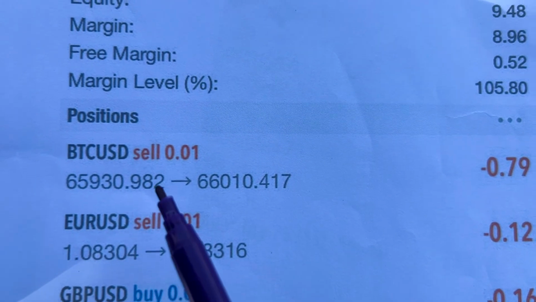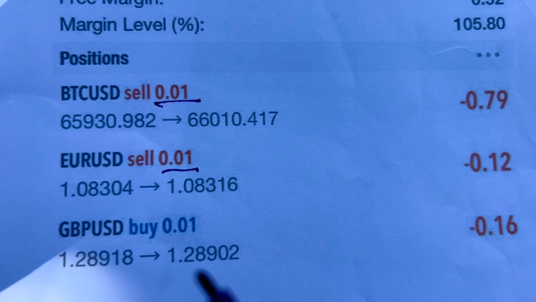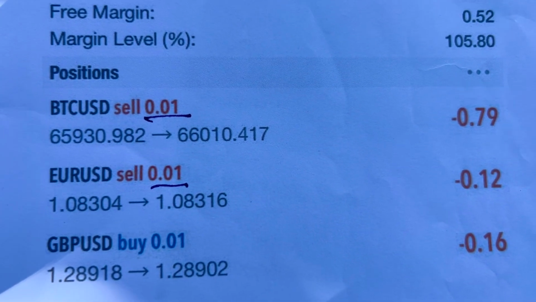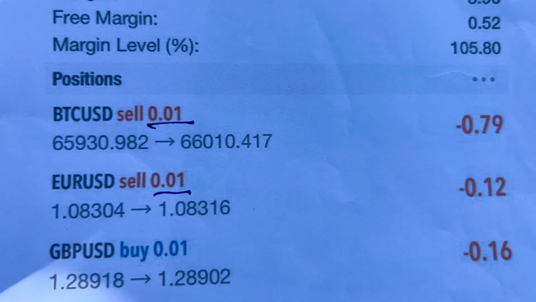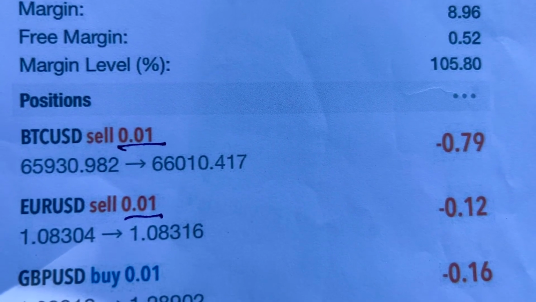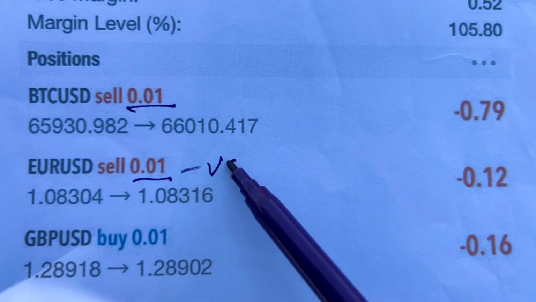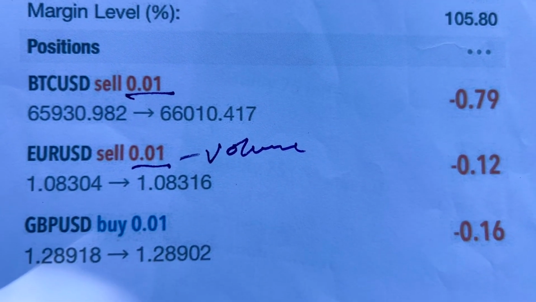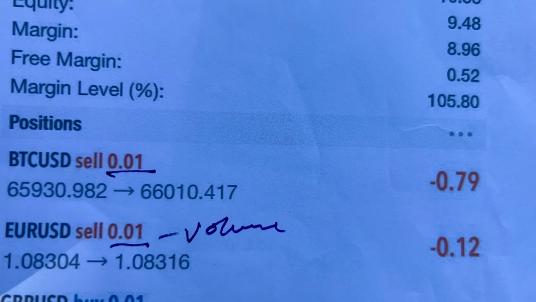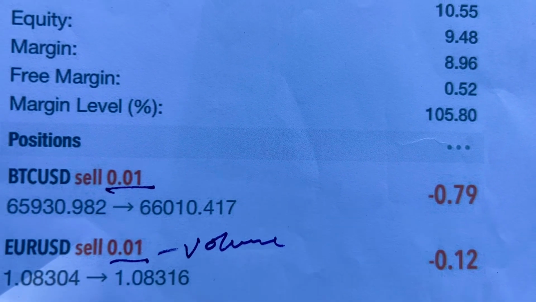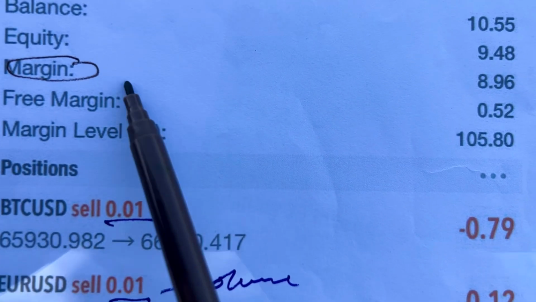What is a lot size? A lot size, when you're trading all the CFDs, including the indexes such as volatility, Bitcoin, Euro USD. For you to better understand, a lot size is a volume. This volume determines the amount of money that you will need in terms of margin, as you can see here.